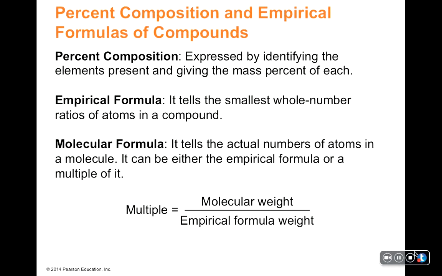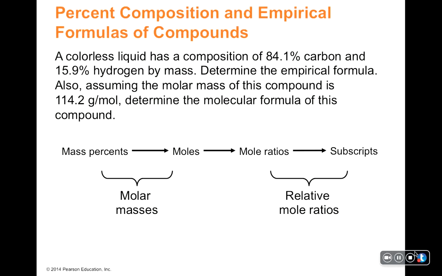Another type of problems that we can do here are percent composition and using that to derive empirical formulas and molecular formulas. So percent composition just tells you the elements present and gives you a mass percent of each. And you can use that to calculate both empirical formulas and molecular formulas. So an empirical formula tells you the smallest whole number ratio of atoms in a compound. The molecular formula tells you the actual numbers of atoms in a molecule. So it can be either the empirical formula or a multiple of it. And I think I have an example here to show you.